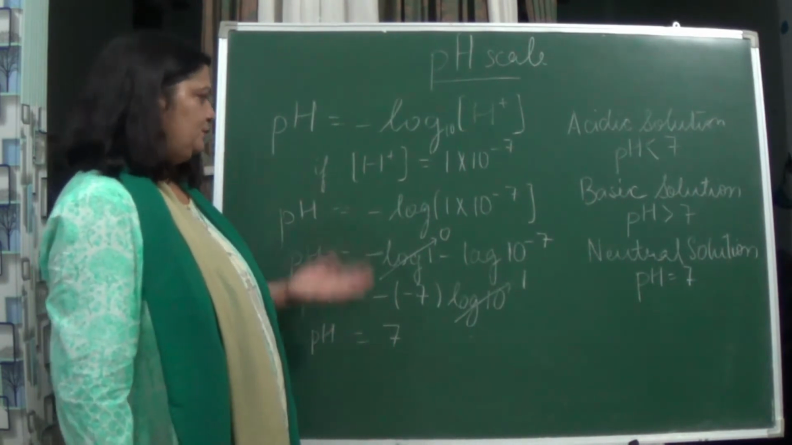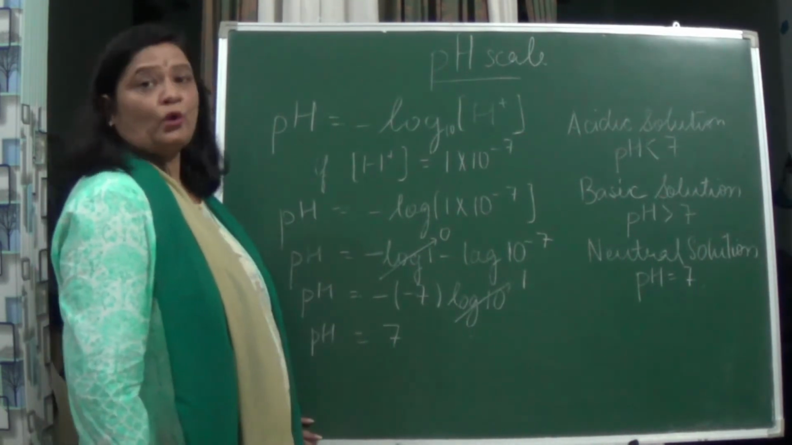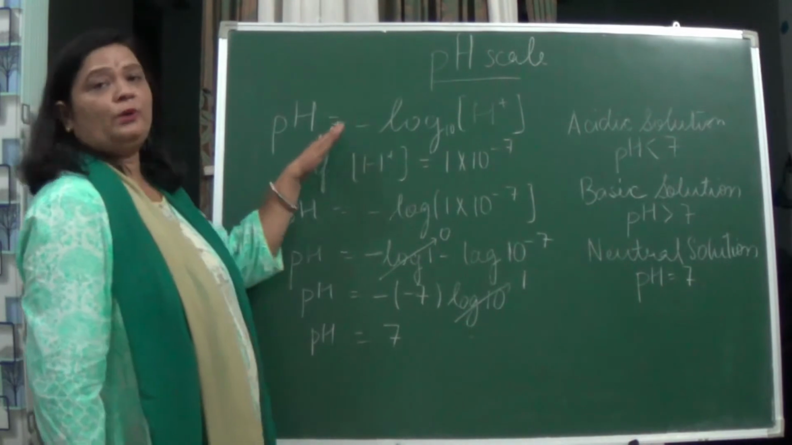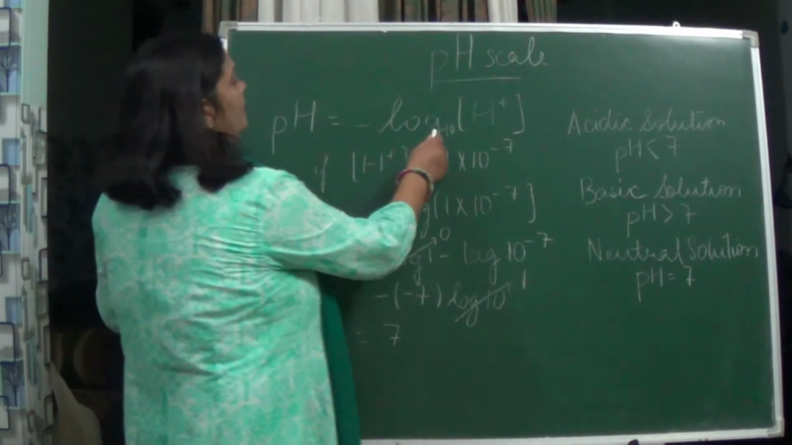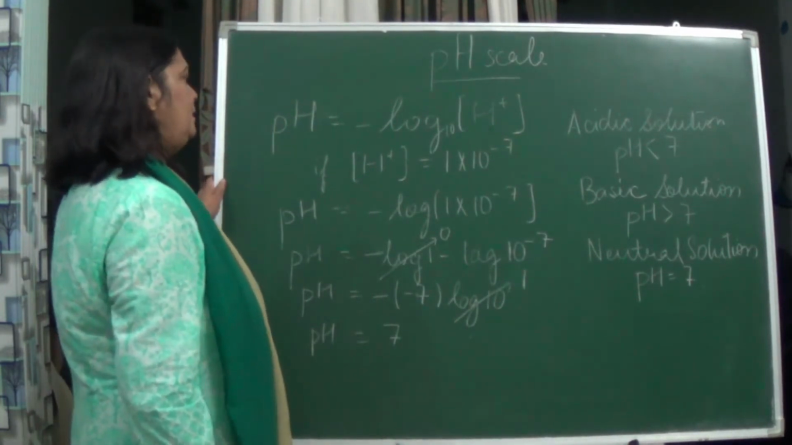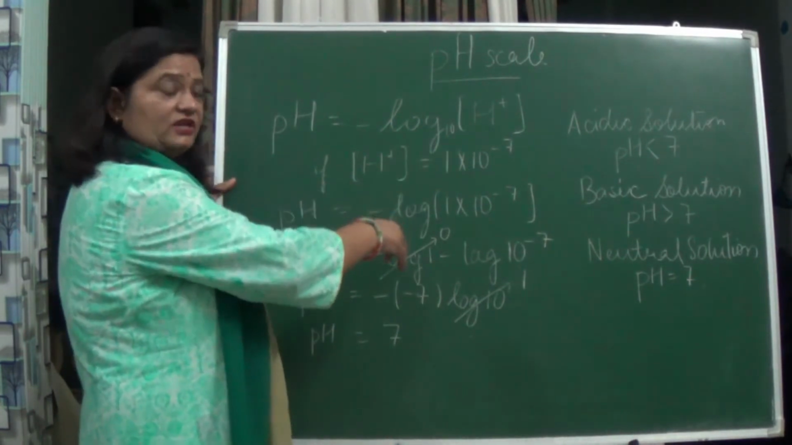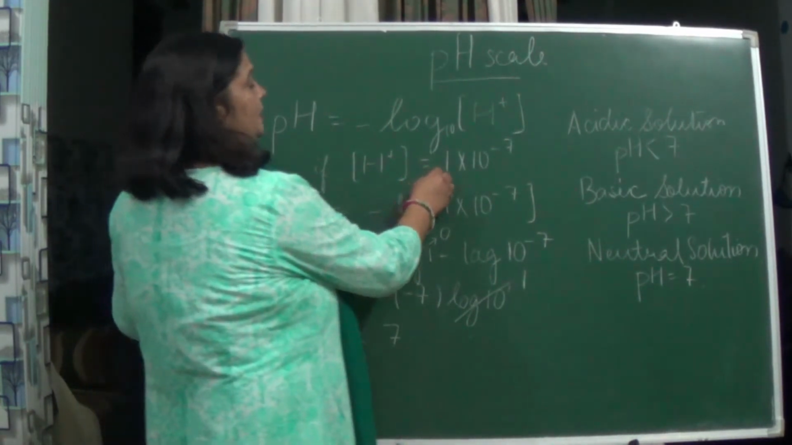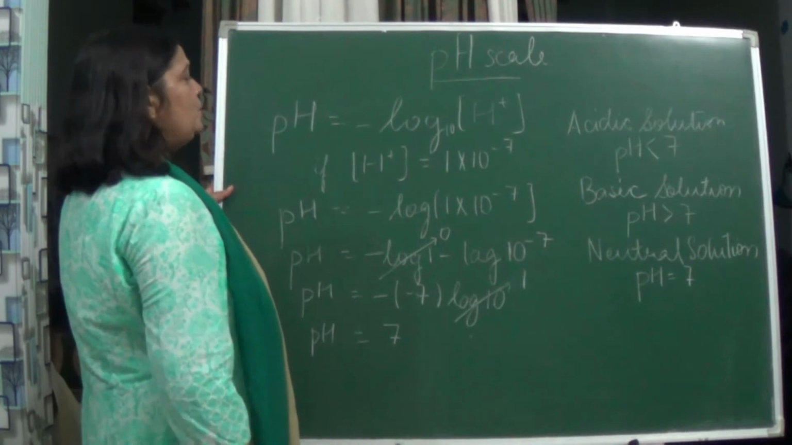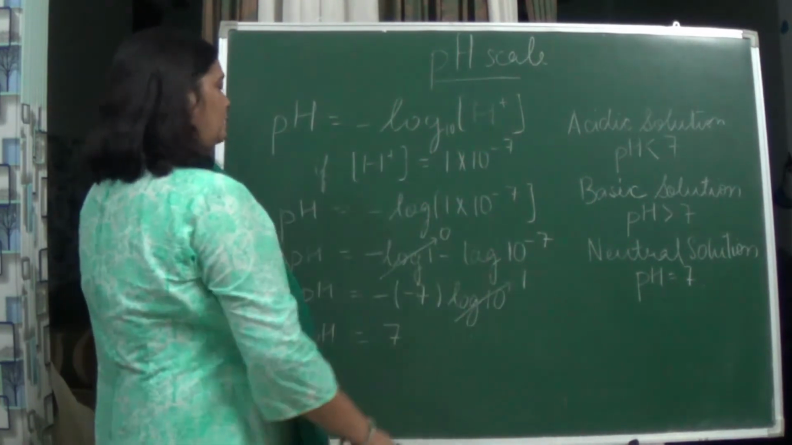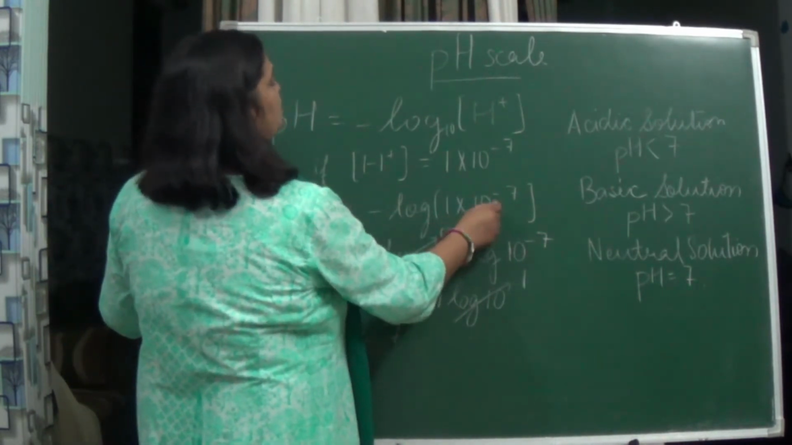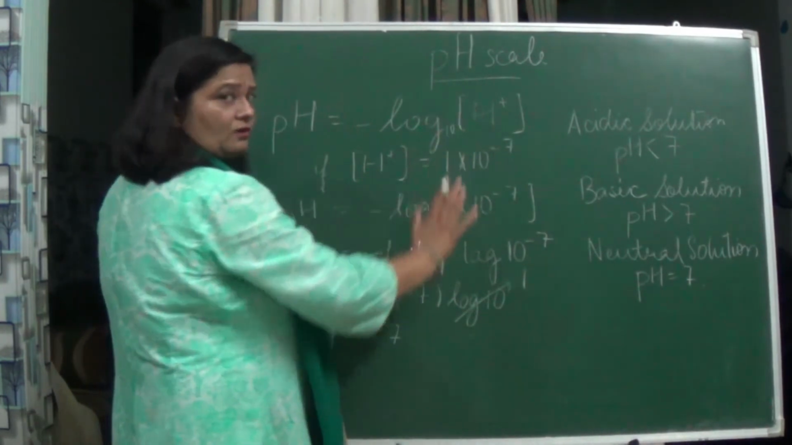So now we are going to see the pH of water, how it has been calculated. pH is equal to, the formula is there, minus log base 10 of the concentration of hydrogen ions. Experimentally we have seen initially that H plus ions is equal to 1 into 10 to the power minus 7, isn't it? Right now we have seen. So now we can put this value over here. When we put this value, pH becomes minus log of 1 into 10 to the power minus 7. That is the concentration of the H plus ions.